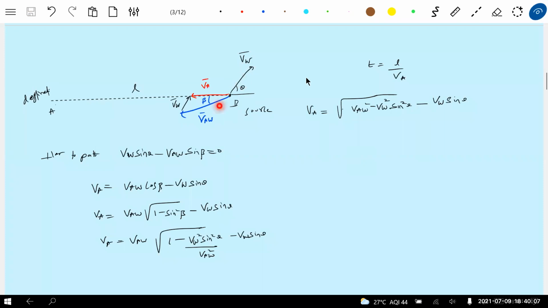VW sin theta should be equal to VAW sin beta. Then the resultant velocity will be along VA bar, along the path BA. That is okay, fine. Next, what is VA? Okay, here you mean to say cos theta it is. That only I was saying. Okay, the symbol. You are saying this one, no? Yeah.